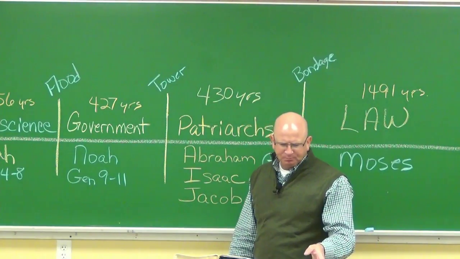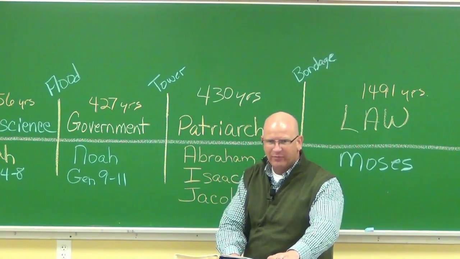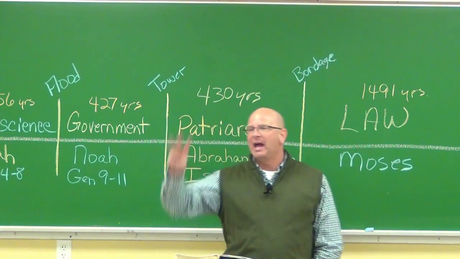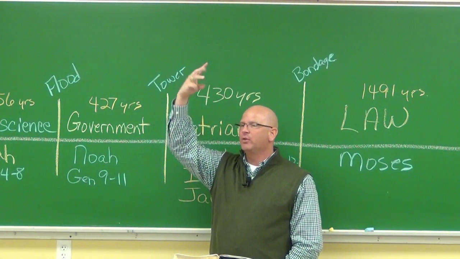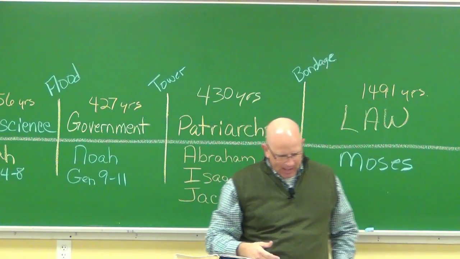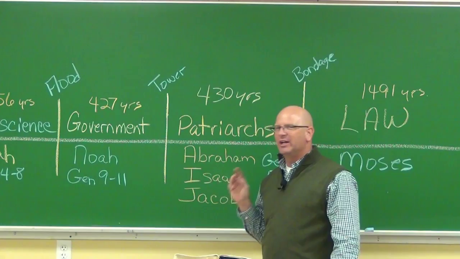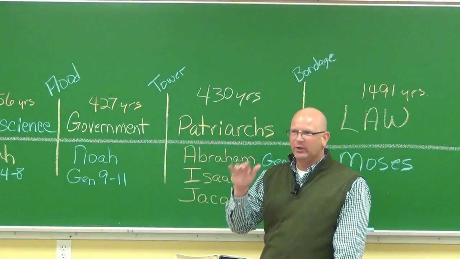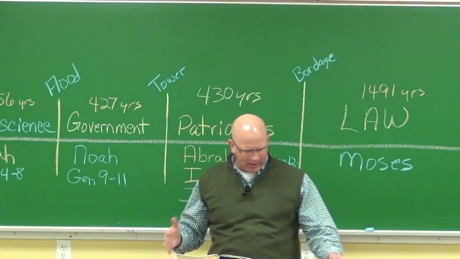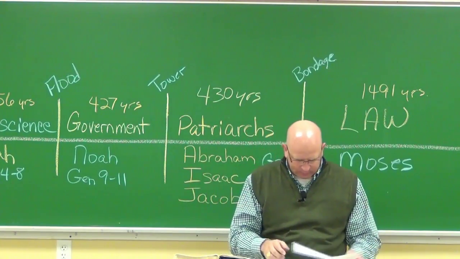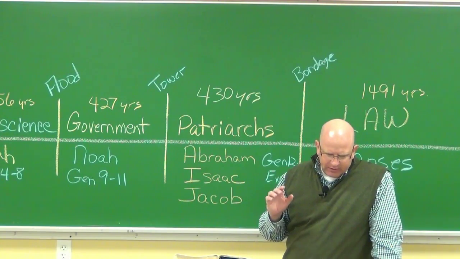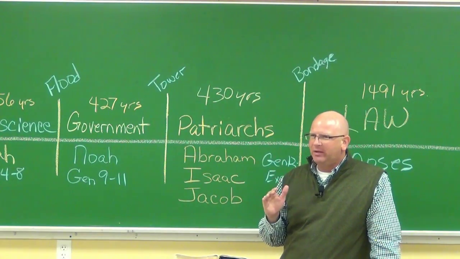This boat was approximately 450 feet long, 75 feet wide and 45 feet high. It had 3 stories in it, and a window at the top. And they spent a little less than a year on this ark. Now, you say, well, how in the world do you get all of these animals and all these people on the ark? Well, now think about this. That is 1.5 million cubic feet.